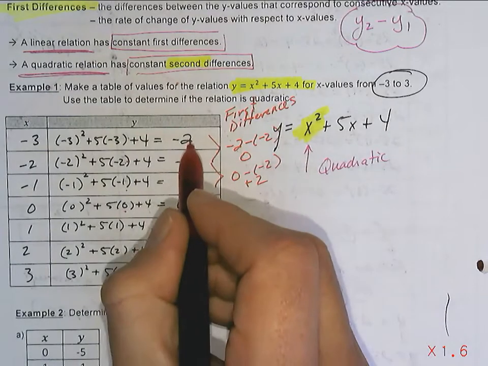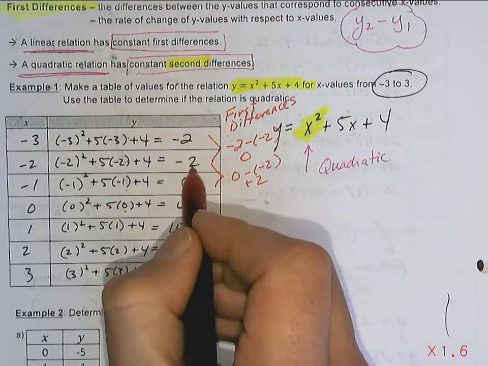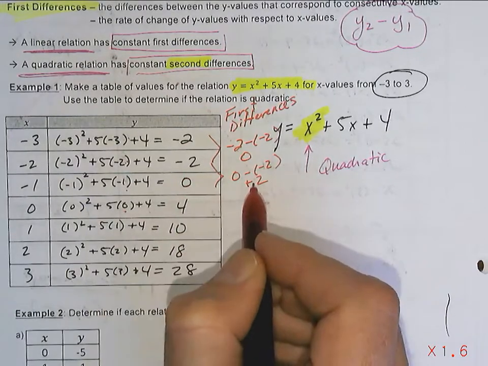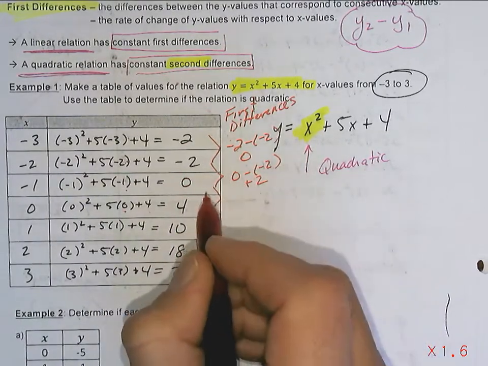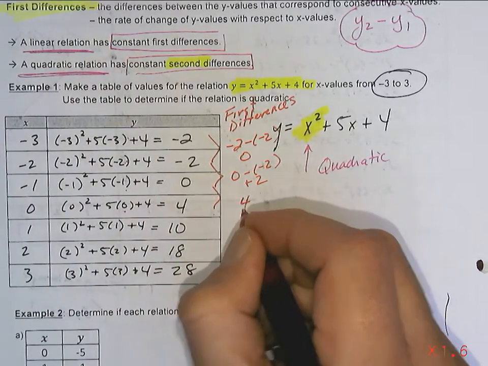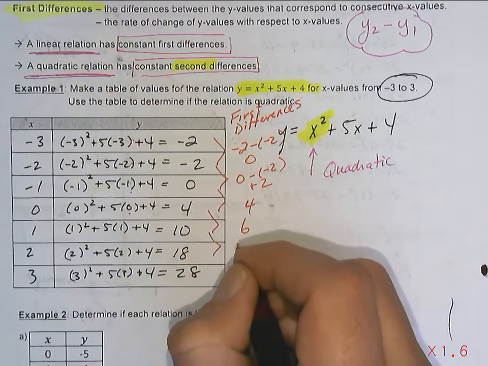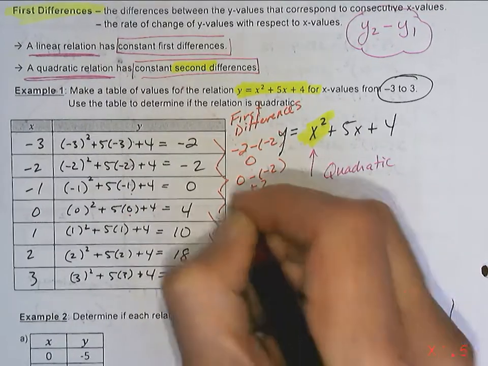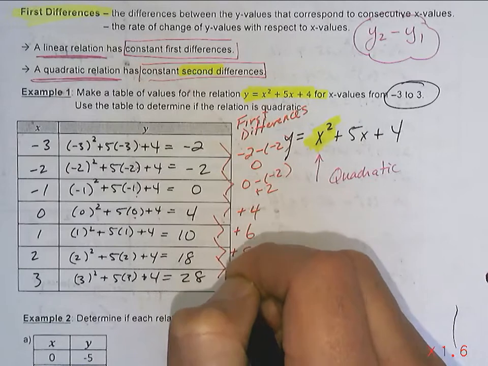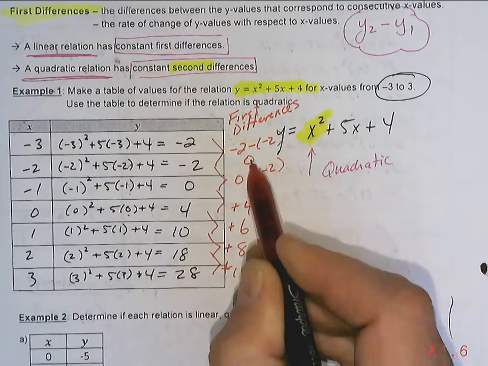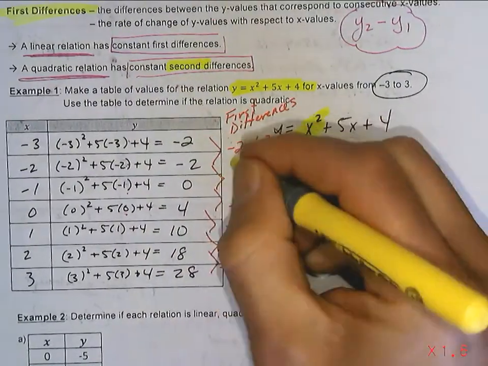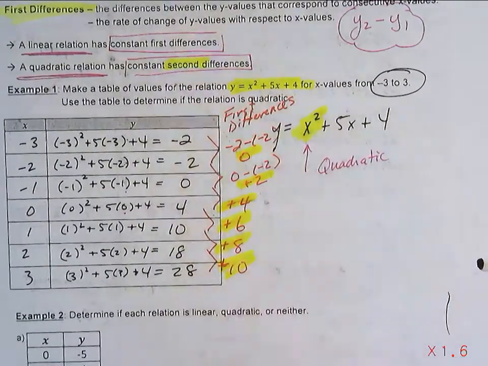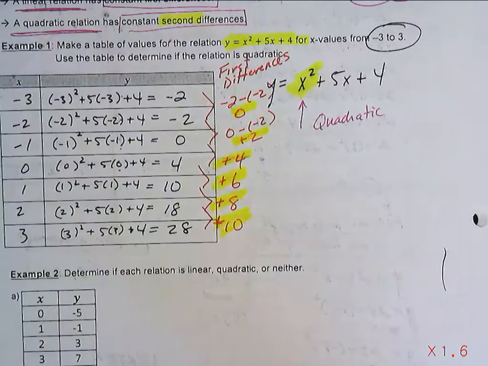So what did you have to change to go from negative 2 to negative 2? Nothing. What did you have to change to go from negative 2 to 0? Plus 2. What did we have to change to go from 0 to 4? 4. 6. 8. 10. So these are all of your first differences. 0, 2, 4, 6, 8, and 10. Those are all your first differences for this chart.